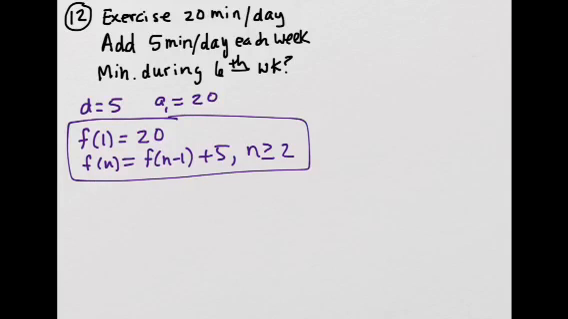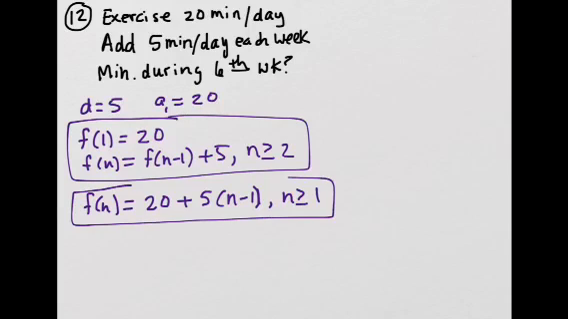The explicit: f of n equals the initial time, 20, plus the difference, 5, times n minus 1, for n greater than or equal to 1. So here's that one. Well, actually, we could simplify this one further. So this is going to be 20 plus 5n minus 5. So that's 20 minus 5, 15, plus 5n.